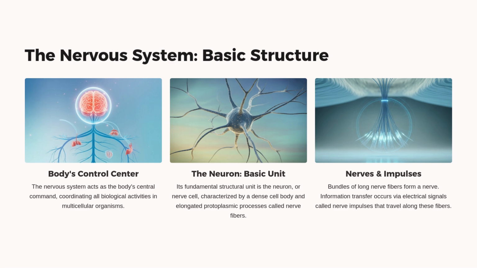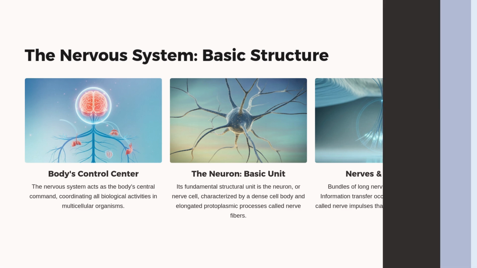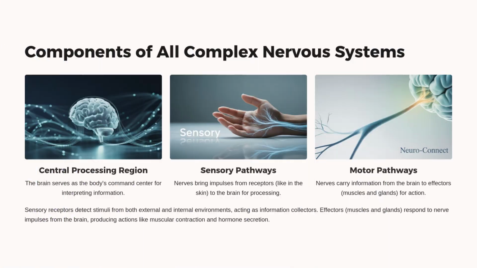Nerves and impulses. Bundles of long nerve fibers form a nerve. Information transfer occurs via electrical signals called nerve impulses that travel along these fibers. Components of all complex nervous systems.